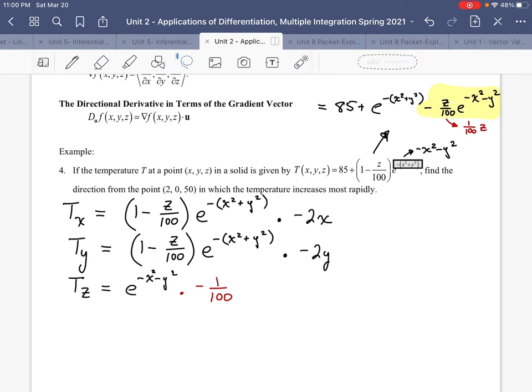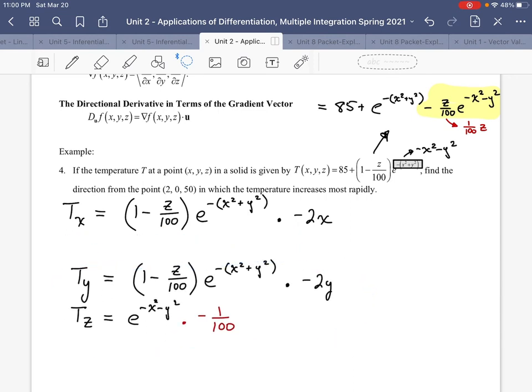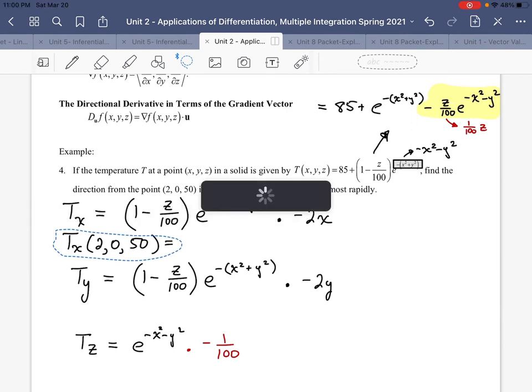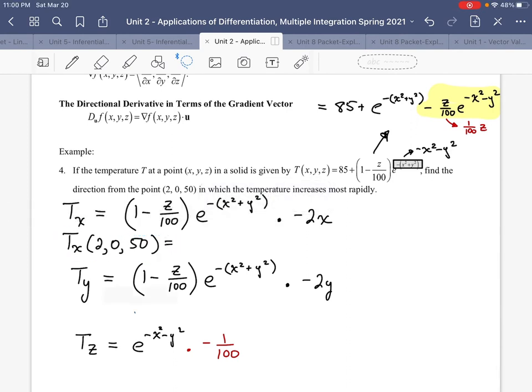Now, if I want to find the path of steepest ascent, or in this case, the direction in which the temperature increases most rapidly, I want to evaluate at the coordinate. So, t sub x at 2, 0, 50. Same thing for t sub y, t sub z. I'll change those in a sec.